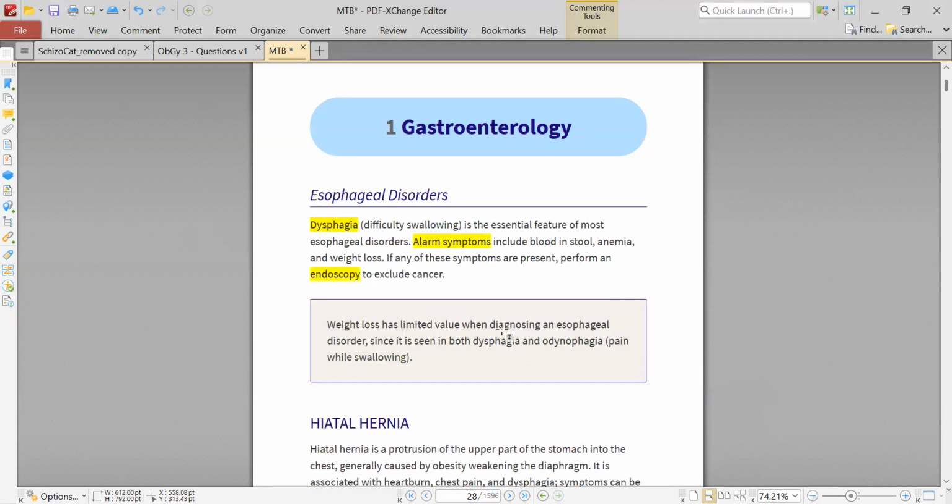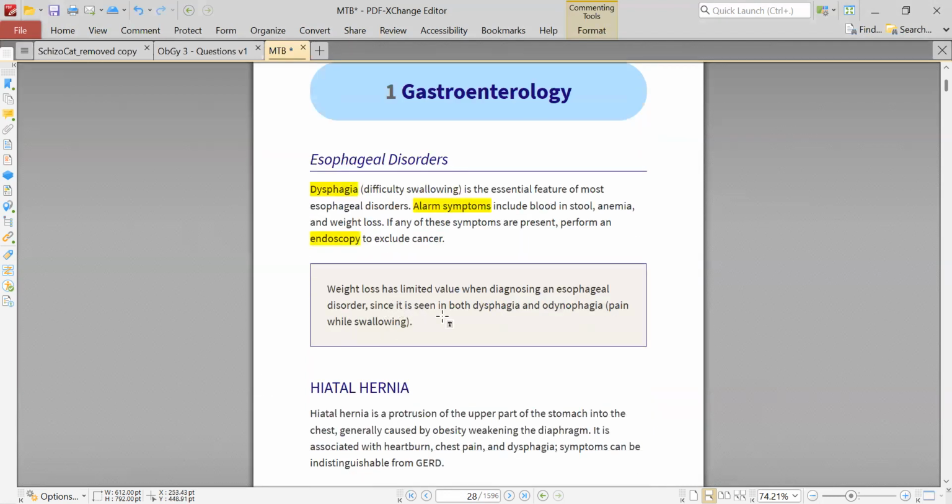Weight loss has a limited value when diagnosing esophageal disorders since it is seen both in dysphagia and odynophagia. Weight loss occurs when the patient is not able to eat food. So what is happening here? There is difficulty swallowing, dysphagia, but pain while swallowing is called odynophagia.